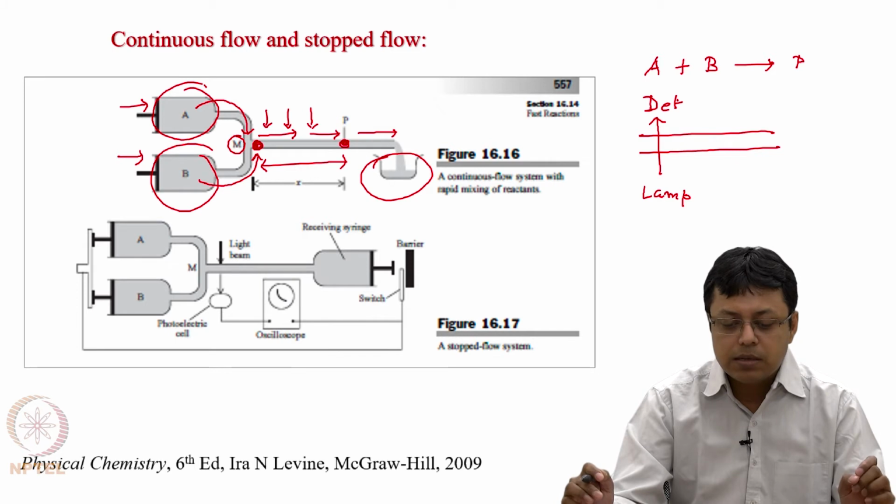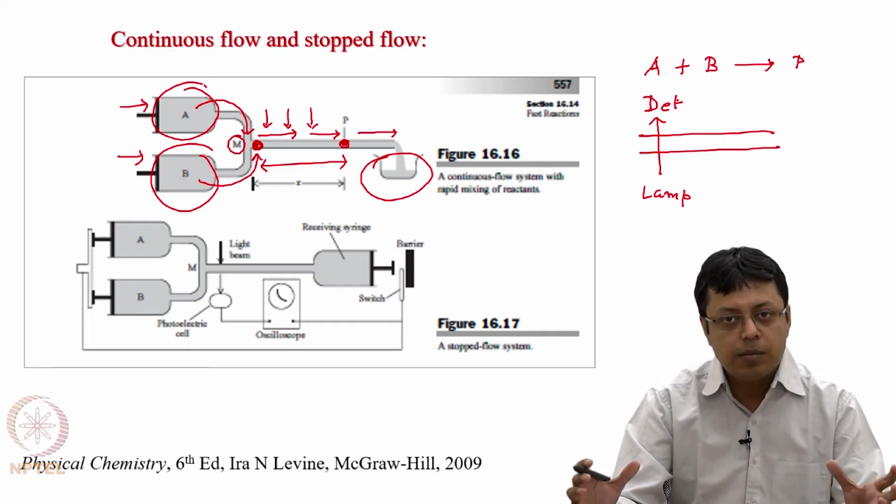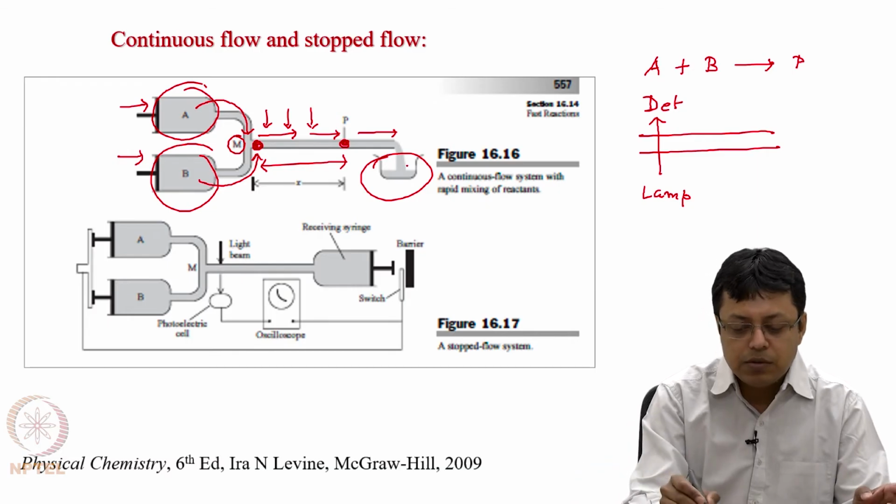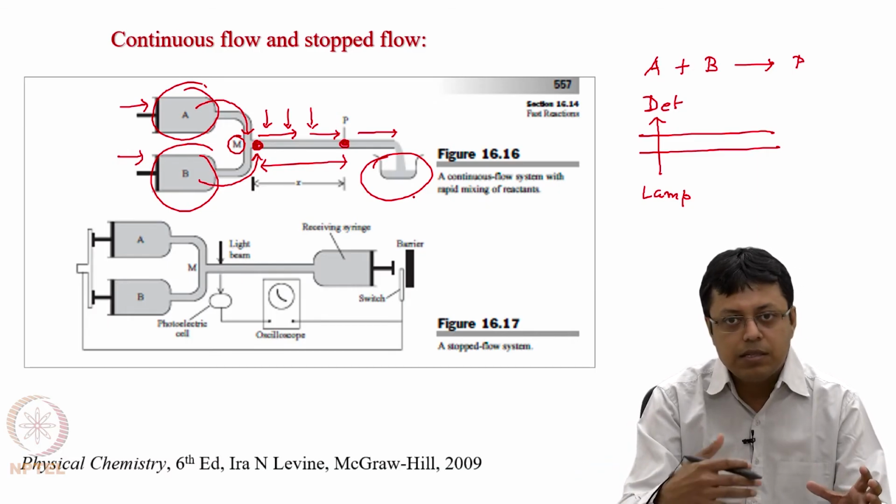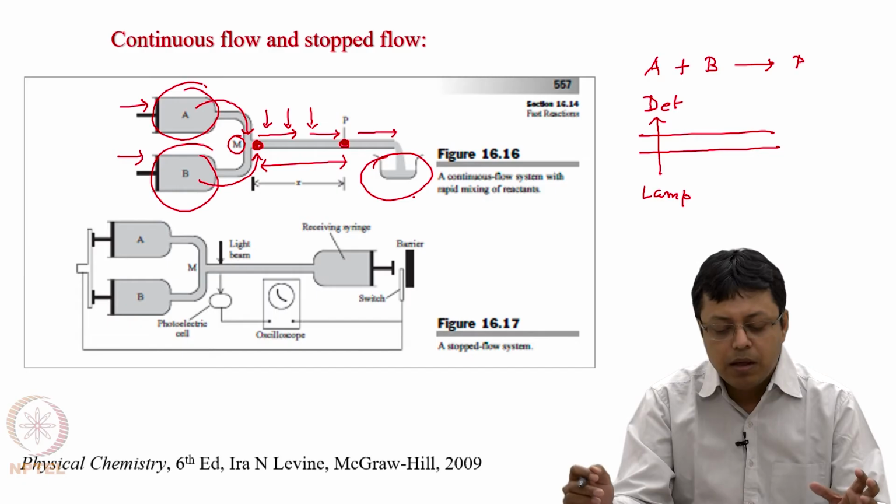Now the problem with this method, known as the continuous flow method, is that you need a very large amount of sample, because the sample, as you can see, is ultimately wasted. The mixture is being collected in a vessel. In many cases you do not have that luxury.